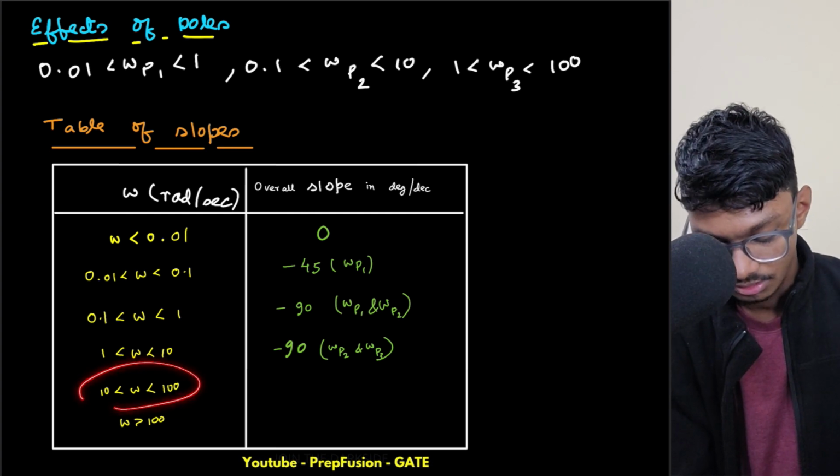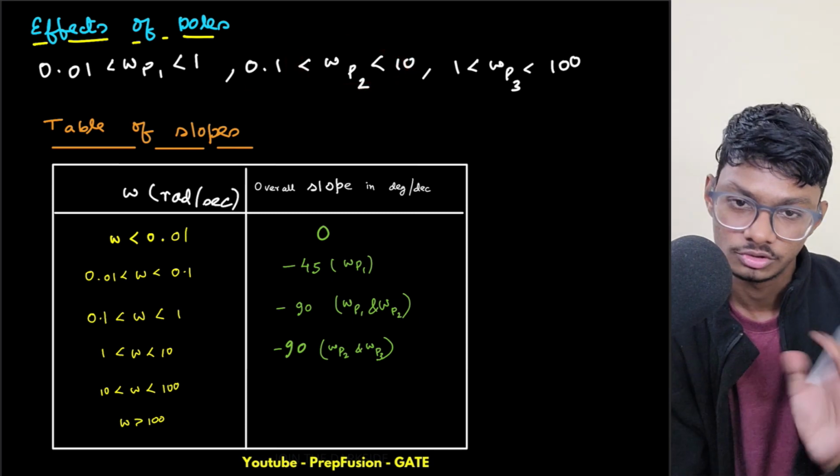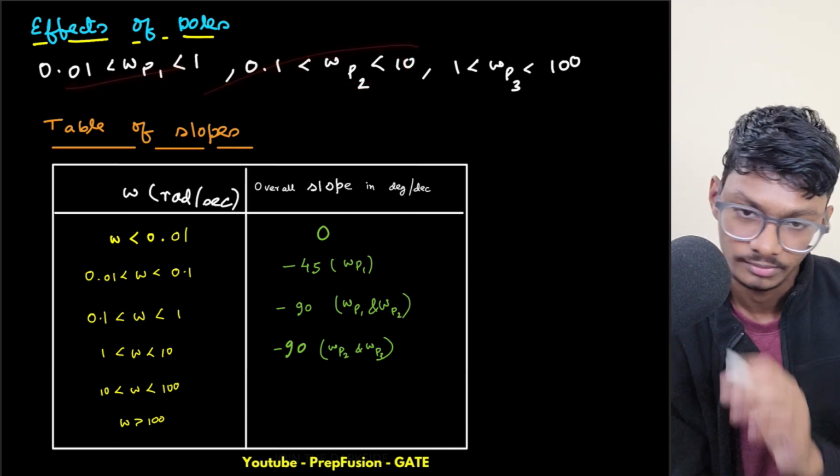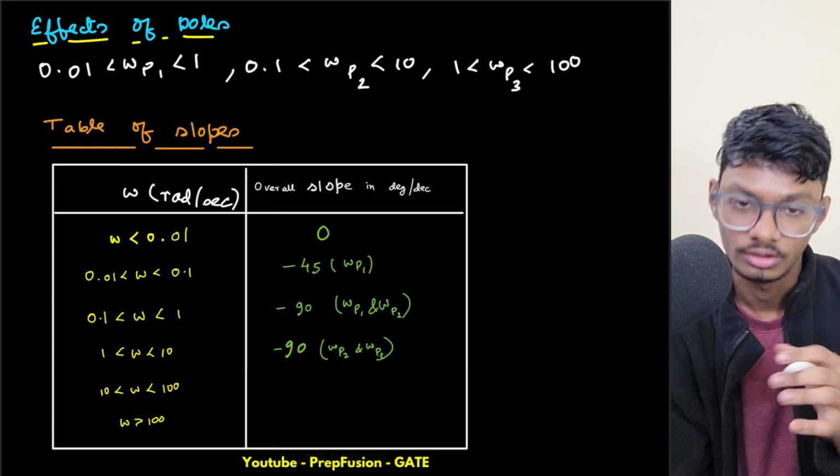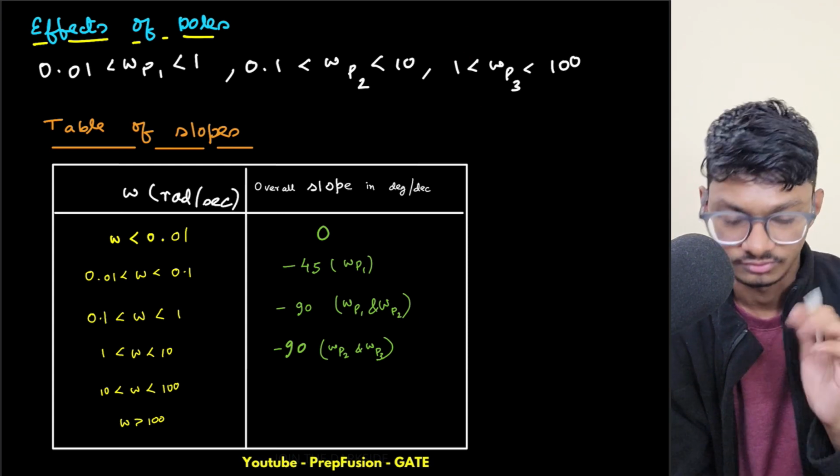After 10, omega p2 also becomes inactive. This one is anyway inactive, so both of the poles become inactive, only this pole is active. So only one slope will be there, of minus 45 degree per decade.